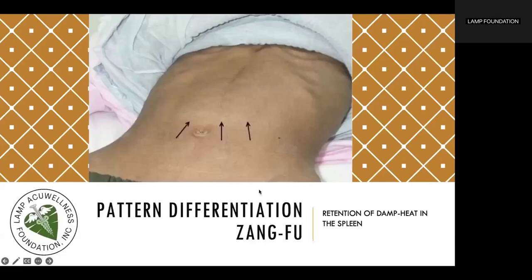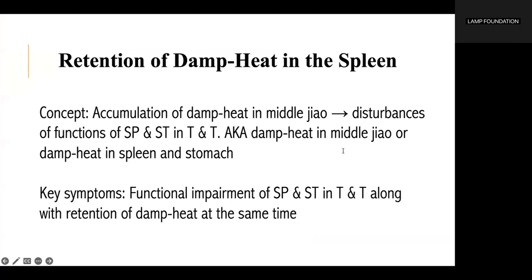We now talk about retention of damp heat in the spleen. The major difference between this and damp cold invading the spleen is the presence of heat symptoms and signs. Like damp cold invading the spleen, this pattern can be both acute and chronic. An acute condition will occur when there is an invasion of exogenous pathogenic qi, whereas a chronic condition is usually the result of spleen qi deficiency, creating dampness, or consuming food and beverages that create dampness or damp heat.